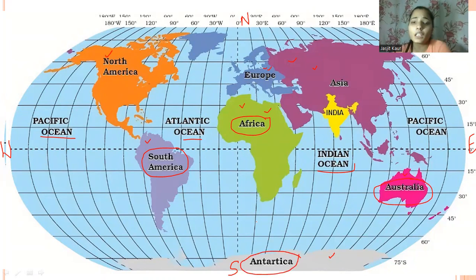So now tell me, if these are the four directions, north, south, east, west, what is the exact location of India on this globe? You have to tell me the exact location with the help of these directions. What is the exact location? What do you think?